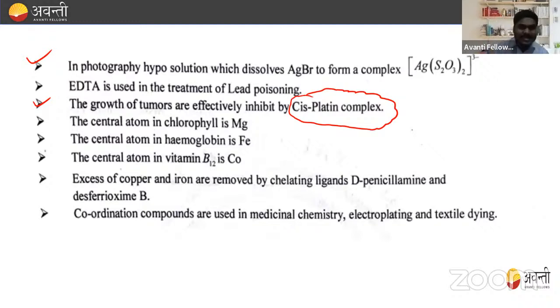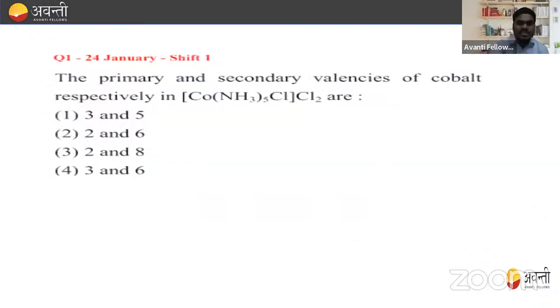Now the central atom in chlorophyll is what? That is magnesium. And the central atom in hemoglobin is iron, as we all know. The central atom in vitamin B12 is cobalt. So these all are related to this coordination chapter itself. Excess of copper and iron are removed by the chelating ligands D-penicillamine and desferrioxamine B. Coordination compounds are used in medicinal chemistry, electroplating, and textile dyeing. So these all are the applications of this.